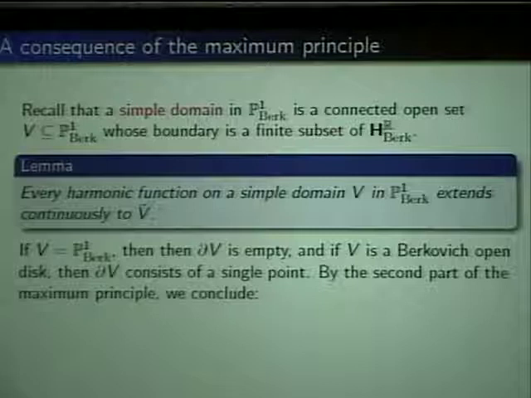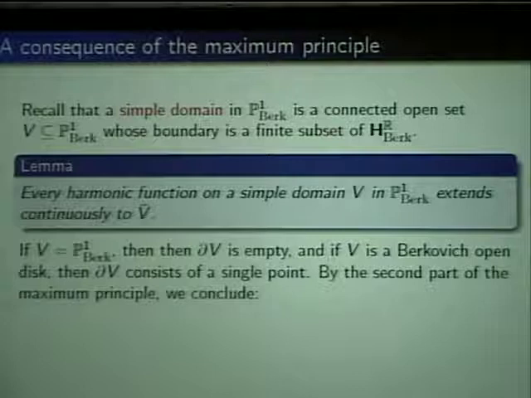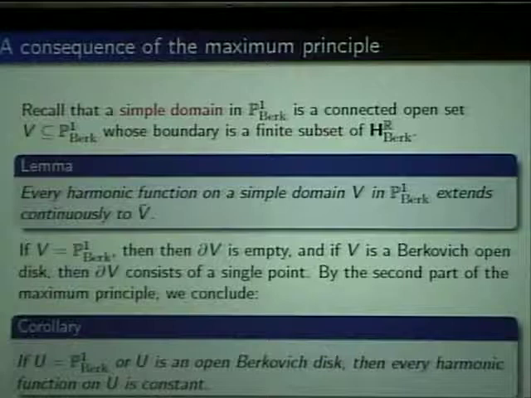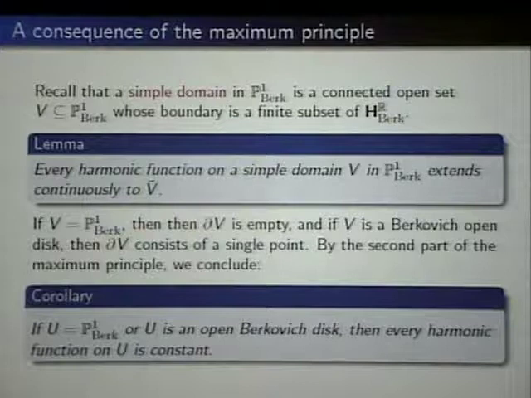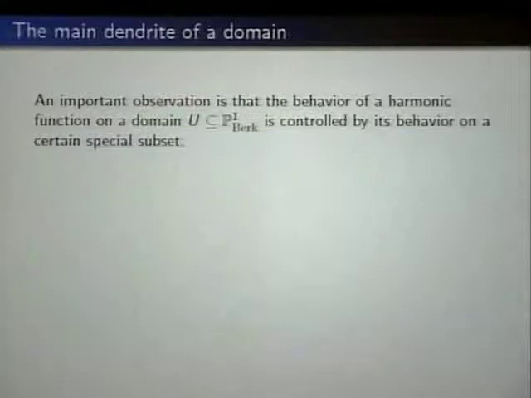if V is either the whole Berkovich projective line, in which case its boundary is sort of empty, or if you have an open disk, in which case the boundary is a single point, right? Remember, like a typical open disk, I had that picture, all points lying in one direction from a given point, and that given point from which you're emanating is the unique boundary point of a disk. So an open disk in Berkovich space has one boundary point. And so by the maximum principle, we conclude that if U is all of P1 Berk or is an open disk, every harmonic function on U is constant, right? Because it has to achieve both its maximum and minimum values on the boundary. So if there's only one or zero boundary points, it must be constant.